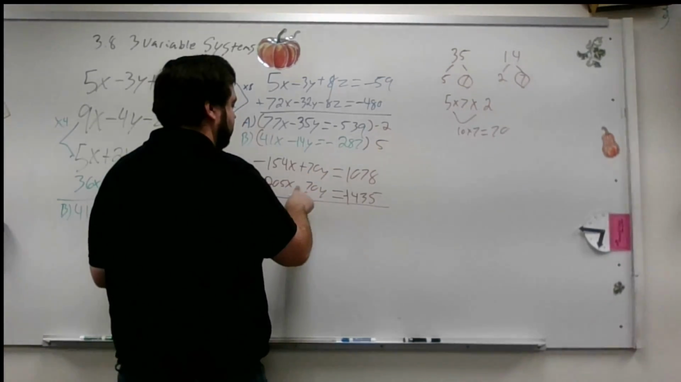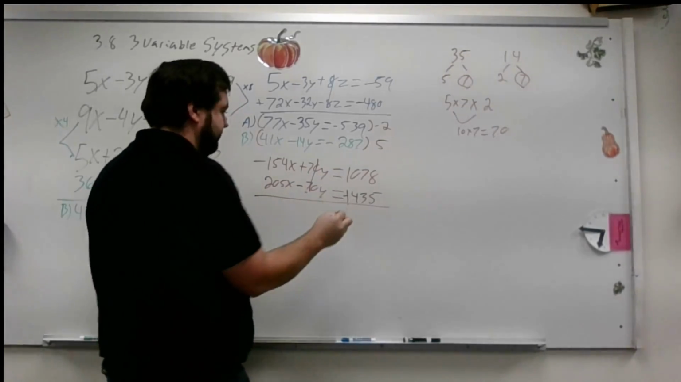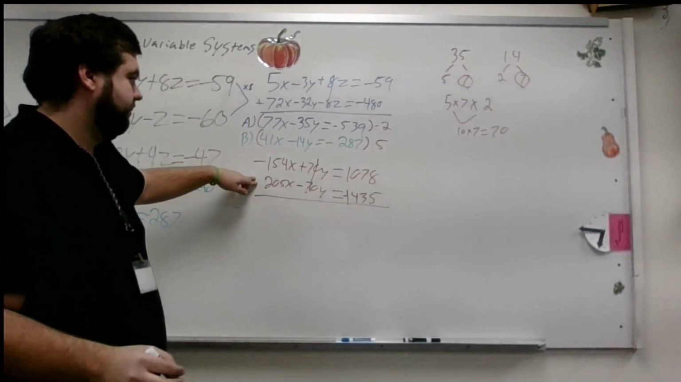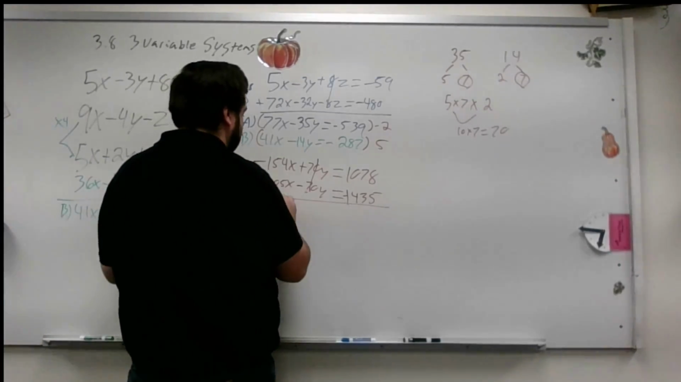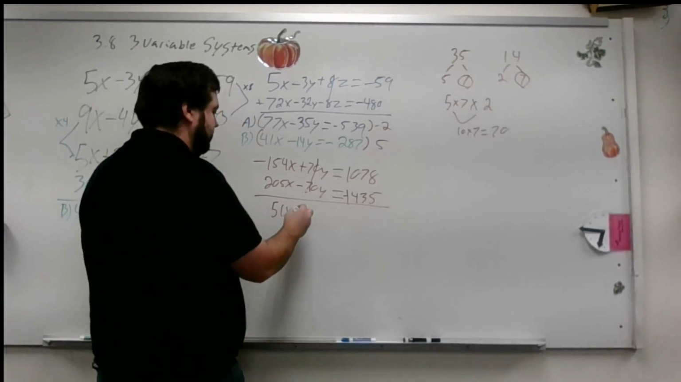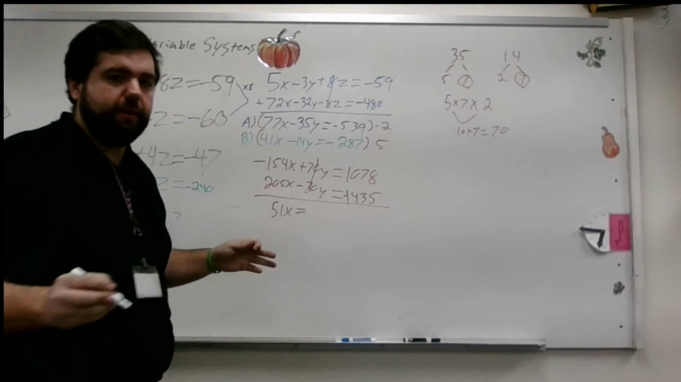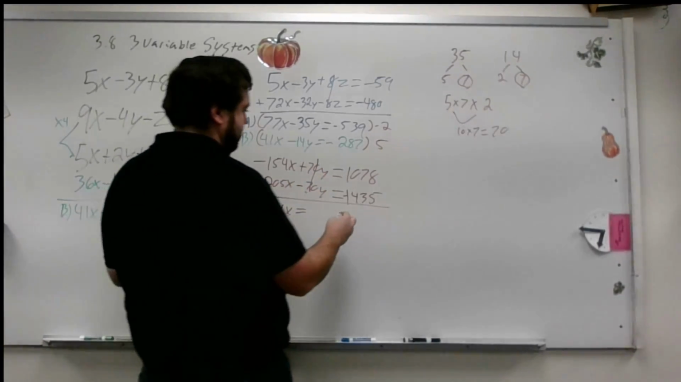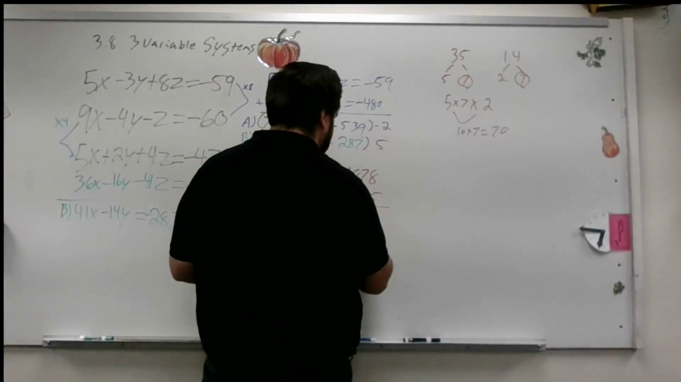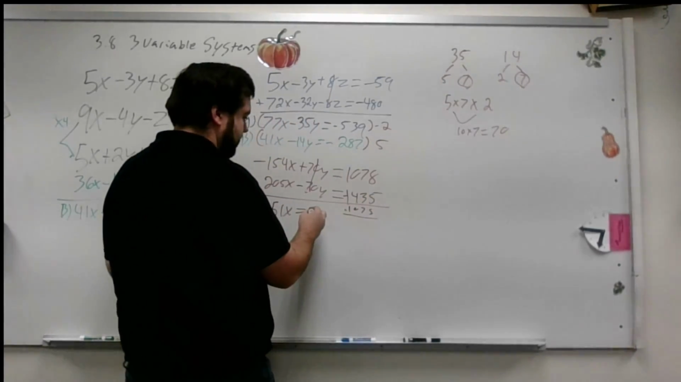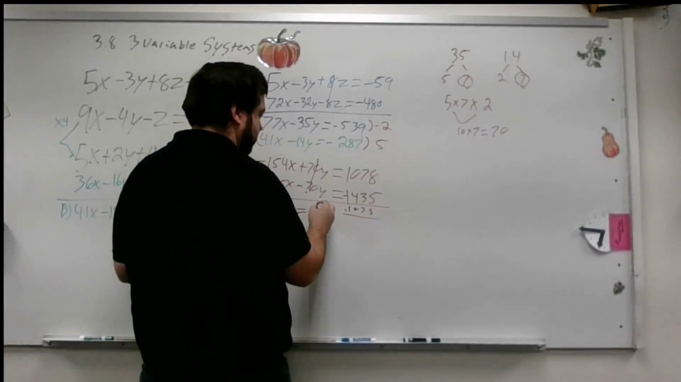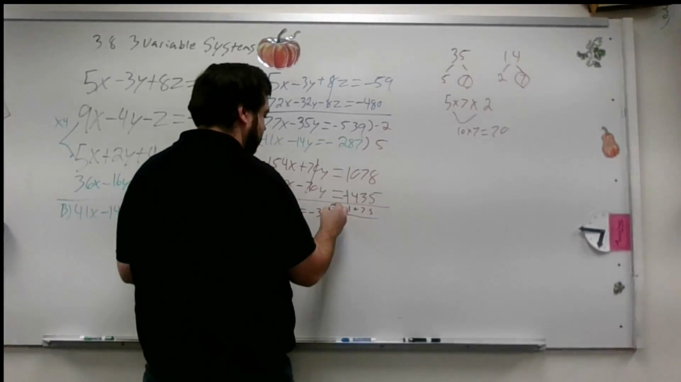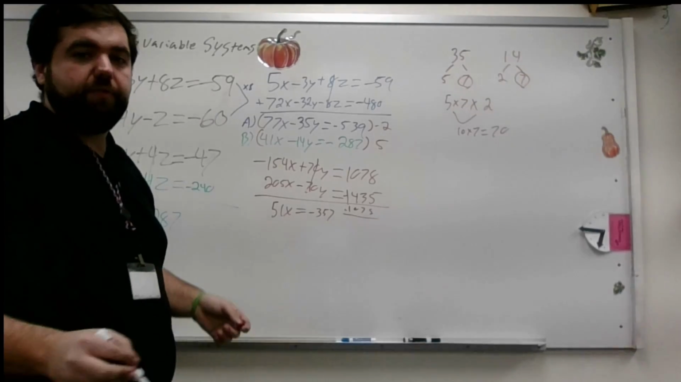This one should be negative. Pay attention. Those cancel. All right. Combine those, I'm going to get 51x. Combine those, I'm going to get negative 357.